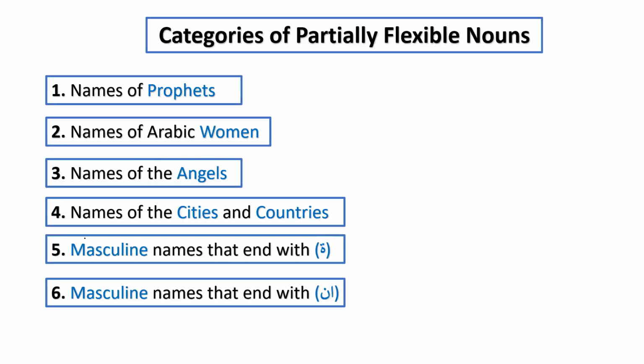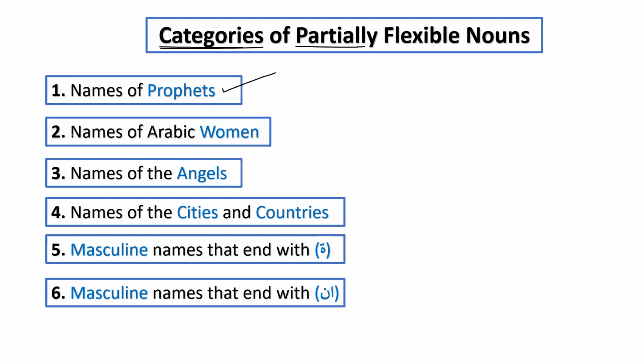How do we know if a noun is partially flexible or not? The easiest way, as we discussed, is to go by the categories. If a noun belongs to one of those categories, that means it is partially flexible, or diptot, or ghair munsarif. Number one was the names of the prophets. For more details, please refer to the lesson called Basic Grammatical Concepts 5. Like Ibrahimu, Ismailu, Ayyubu, Yunusu, they do not accept tanween and they do not accept kasra.